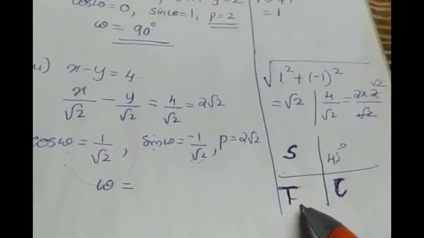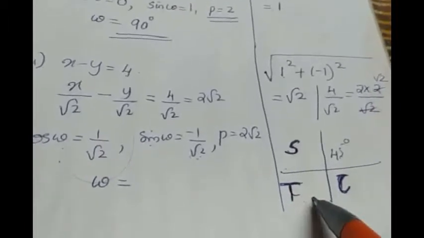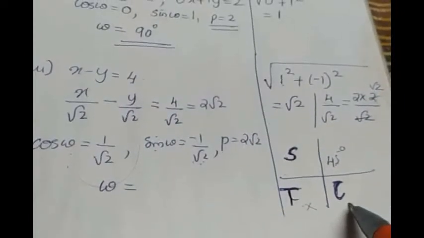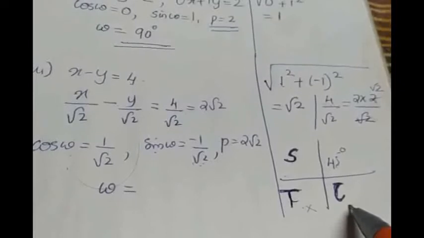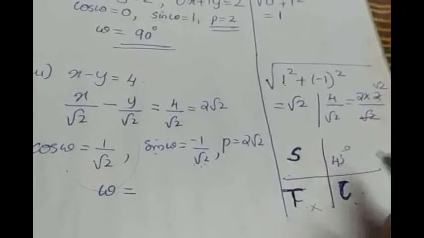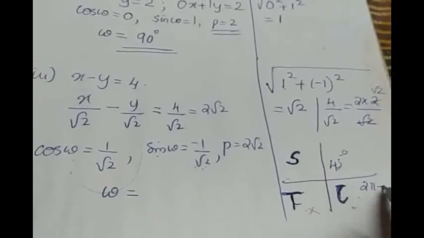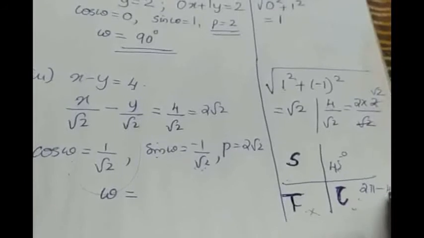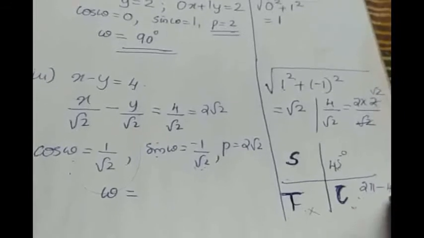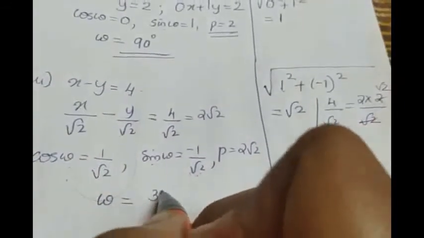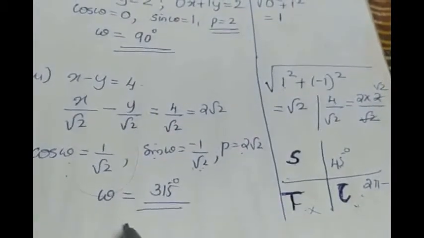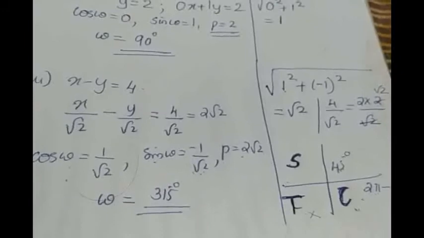In the third quadrant, what happens? Sin and cos both are negative, so it is not the third quadrant. And in the fourth quadrant, cos is positive and the other trigonometric functions are negative. That means cos is positive and sin is negative. So we have to move this 45 degrees to the fourth quadrant. We use the conversion 2 pi minus theta, where theta is 45 degrees. 2 pi means 2 into 180, which is 360. 360 minus 45 gives you the value 315 degrees. So we are getting the answer: p is equal to 2 root 2 and omega is equal to 315 degrees.